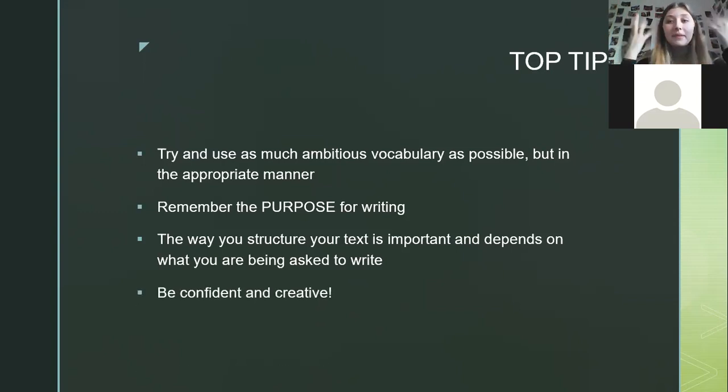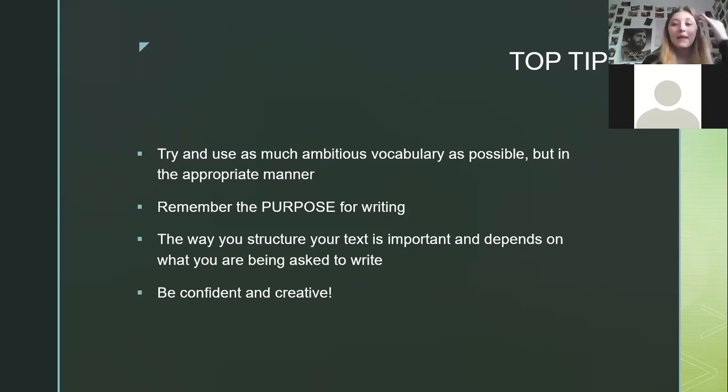And finally, be confident and creative with it. Something I personally struggled with in creative writing is being confident, because I'd be writing something and I'd think, I just feel so stupid writing this. I'm not actually writing to a manager that's going to give me a promotion. This just seems so silly for me to be writing.